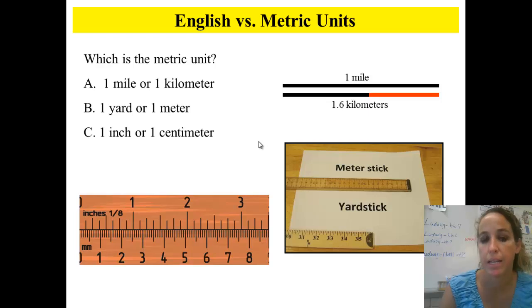Okay, so which one is the metric unit, the mile or the kilometer? Hopefully you said the kilometer. The kilometer is the one that we don't measure with. That's a good hint for you if you need help to figure out which one's English, which one's metric. The metric one is the one that we don't usually measure in. So the yard or the meter, the same thing, the meter. An inch or a centimeter, that's right, a centimeter.